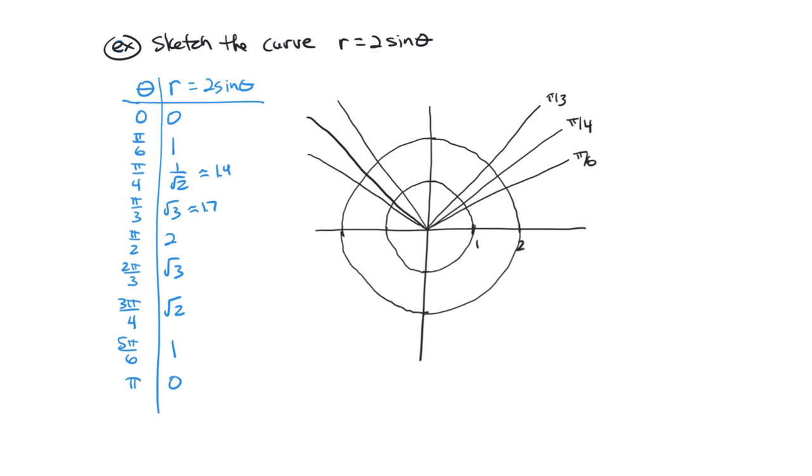All right, and then the way we would do this is we just start here. When theta is 0, r is 0, so we're right here. And then when theta is pi over 6, now r is 1, so I'm right here. When theta is pi over 4, I'm around 1.4, so I'm out here a little bit. And then when we're at pi over 3, we're at 1.7. By the time we're at pi over 2, we're up here at 2.